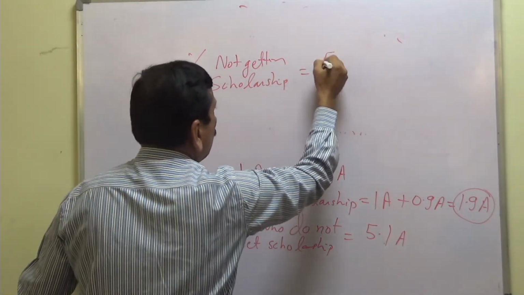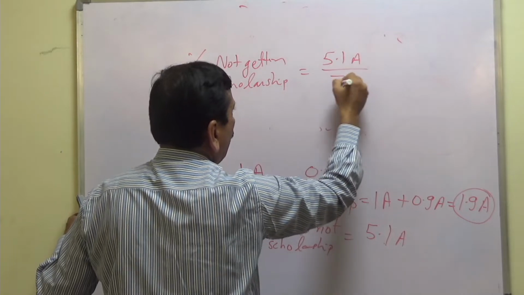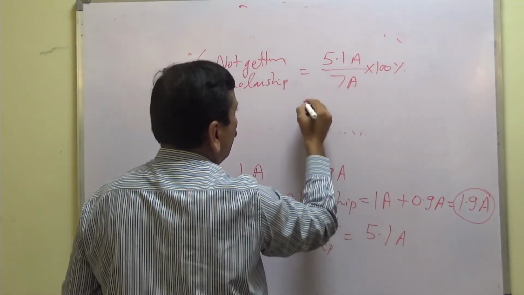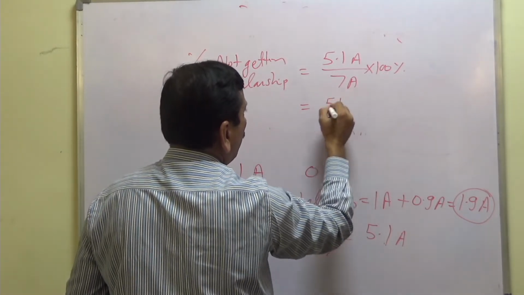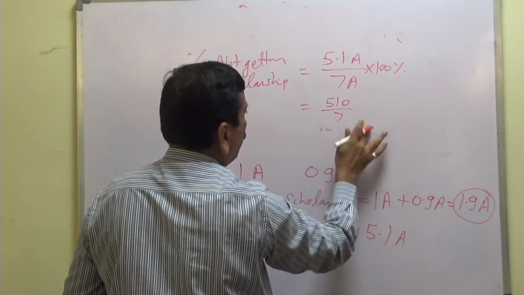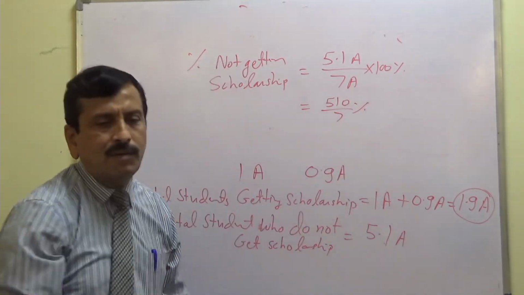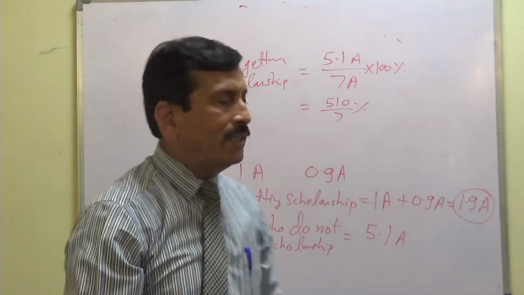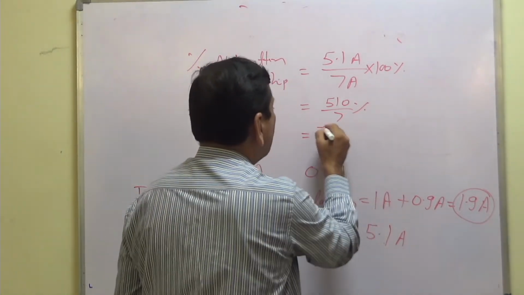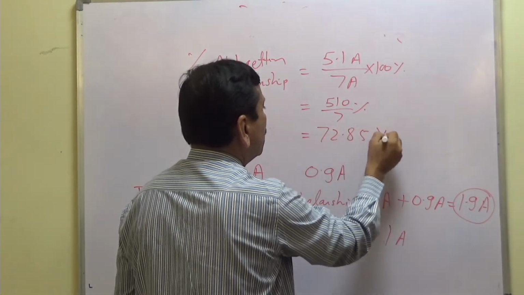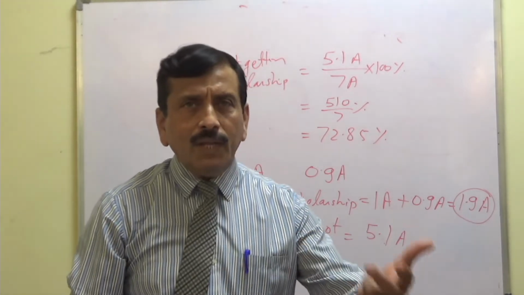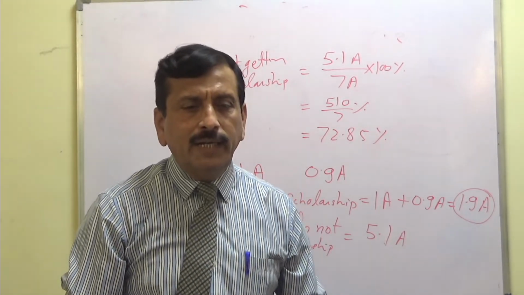is equal to 5.1A upon 7A into 100%, which is equal to 5.1 into this, which is 510 upon 7 percentage, and which is equal to 72.85%. Now this is the answer which we get. Again, we'll see one more illustration to get the idea of it.